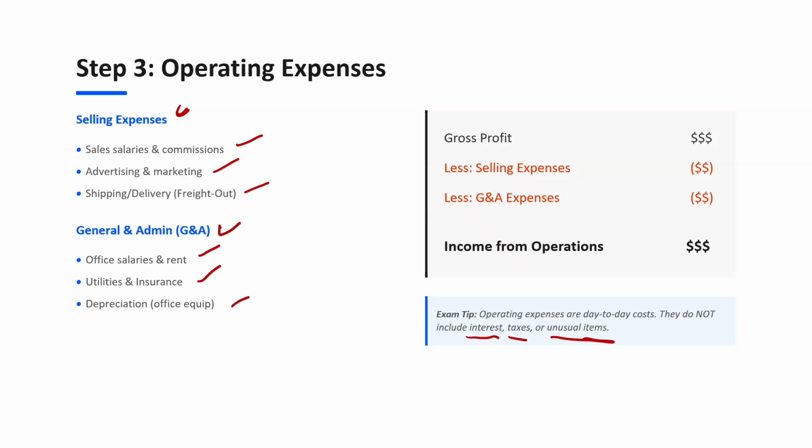So from gross profit, we subtract the selling expenses, then we also subtract the general and administrative expenses, and from there we reach something called income from operations. This is a key profitability metric before considering non-operating items.